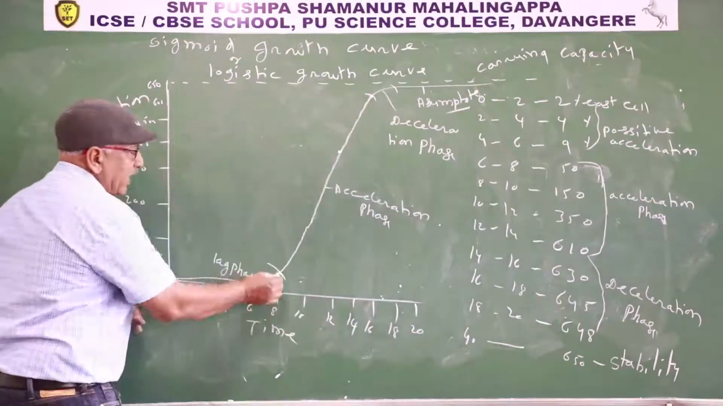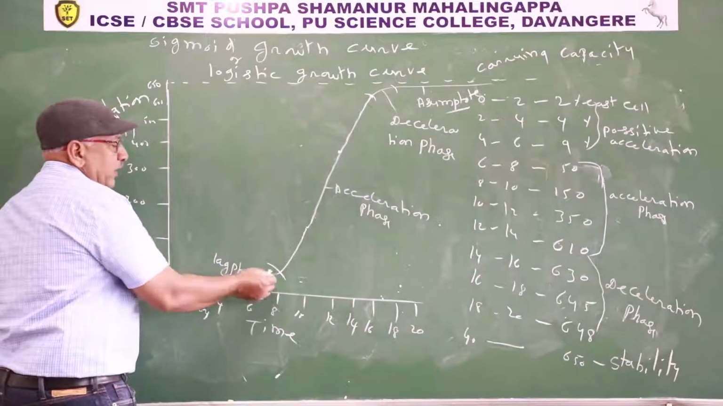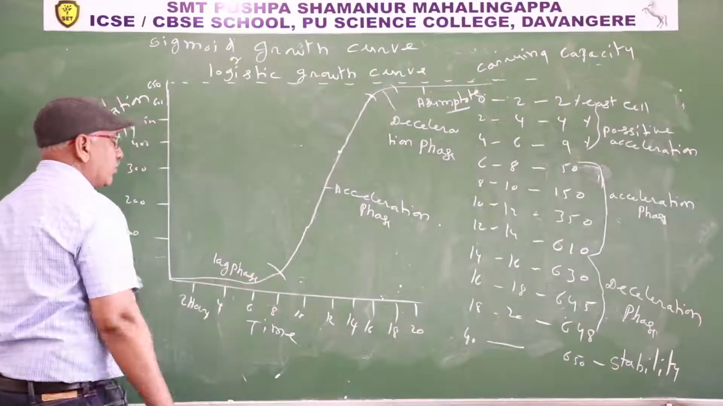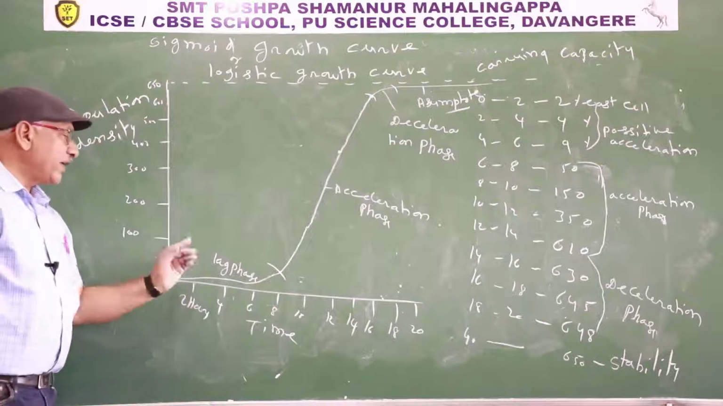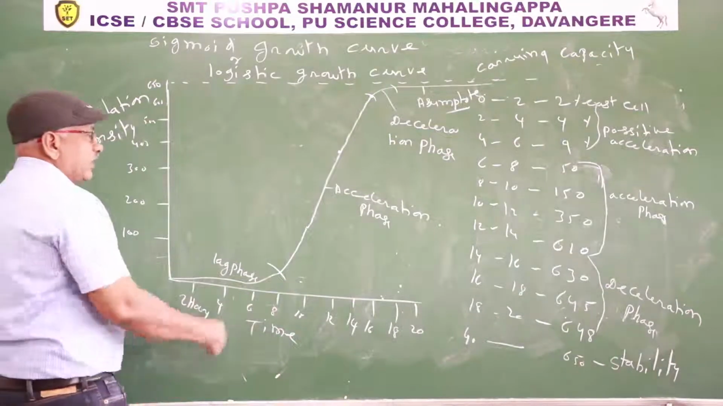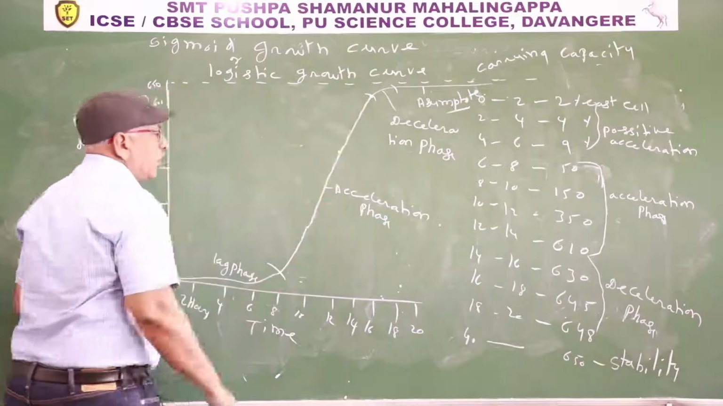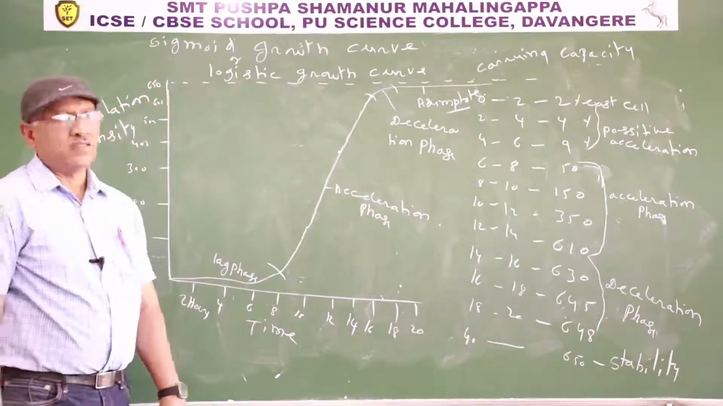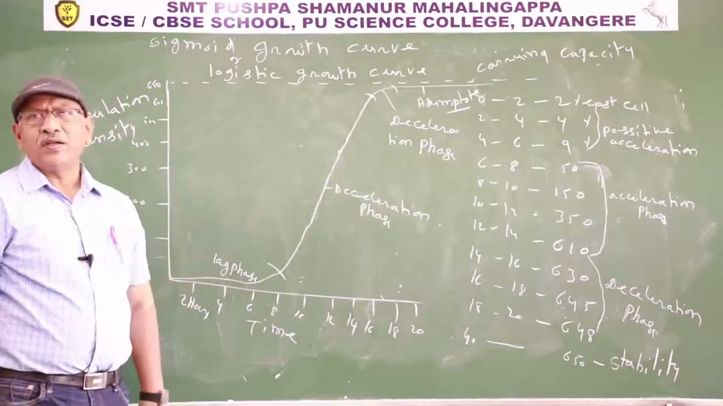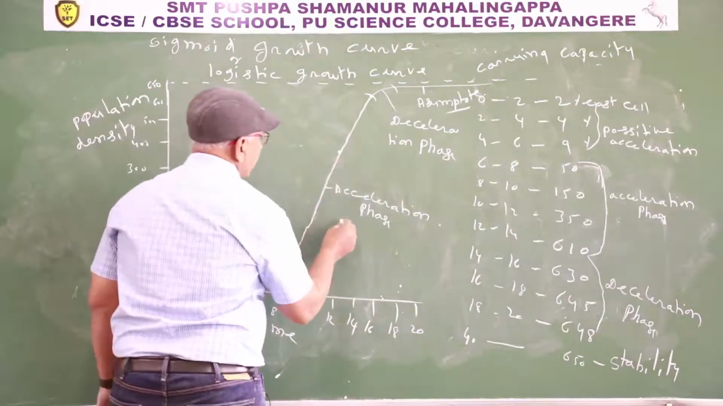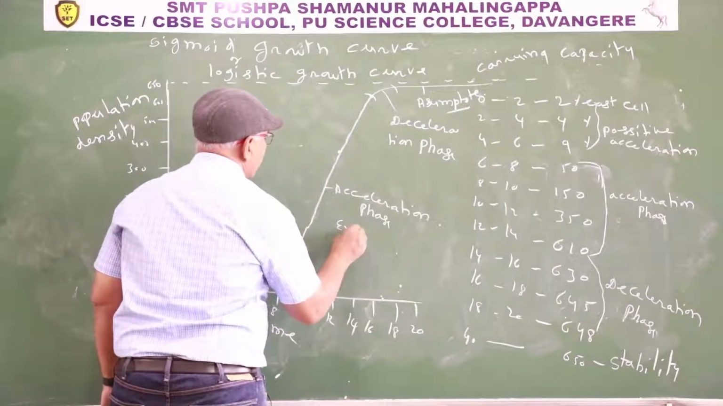First phase is the lag phase. First they adjust to the new environment. That's why the growth rate is slow. The slow growth rate is known as the lag phase. Once they adjust to the new environment, the growth rate is rapid, known as the acceleration phase. Growth rate is rapid till they attain equilibrium with environmental resistance.